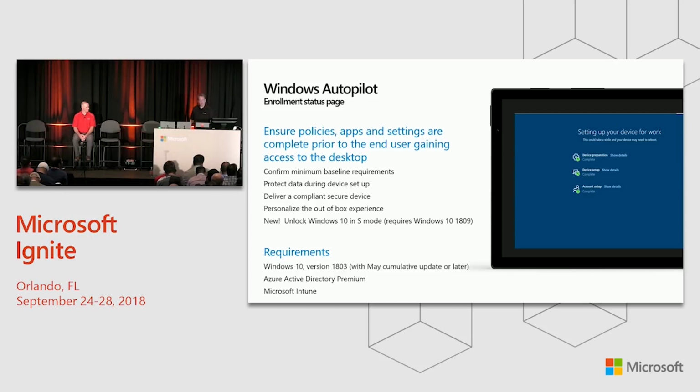We've also added the ability to unlock the machine if it's shipped in S mode. So you could buy a machine from an OEM with Windows 10 Pro pre-installed in S mode. How many of you know what S mode is? Ooh, I guess I should explain what S mode is. S mode is basically a secured OS that can't install any software that didn't come from the Windows store, from the Microsoft store.